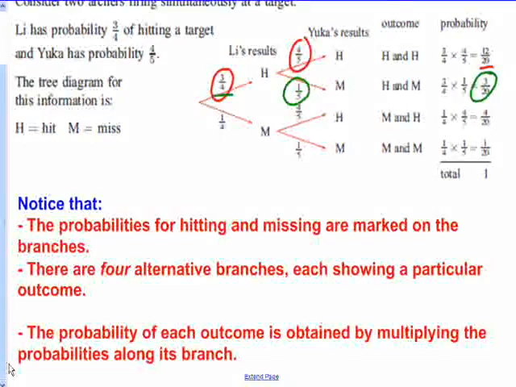And the probability of each outcome is obtained by multiplying the probabilities across on the branches. That's what we're just going over. On the bottom one, if I have 1/4, I want to find both misses. I have 1/4 times 1/5 equals 1/20. So the probability of both of them missing is 1/20.